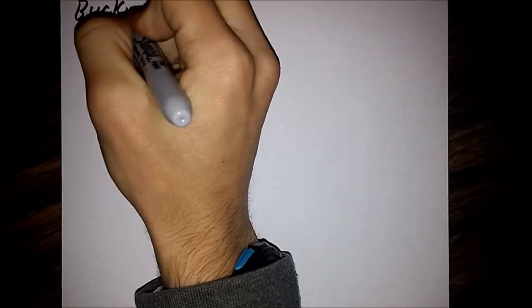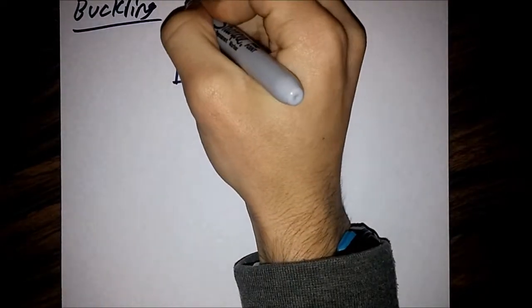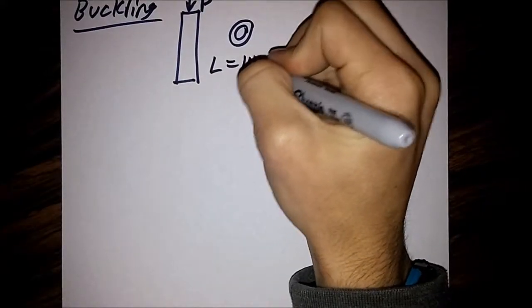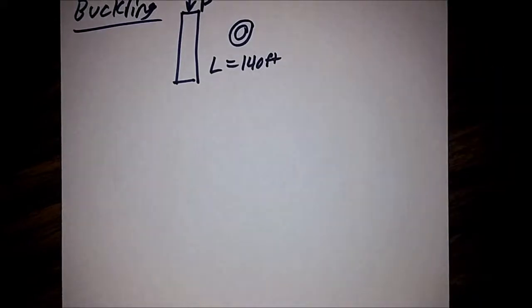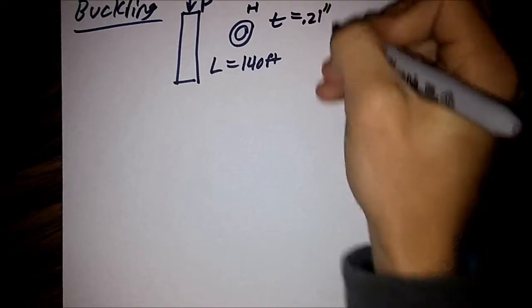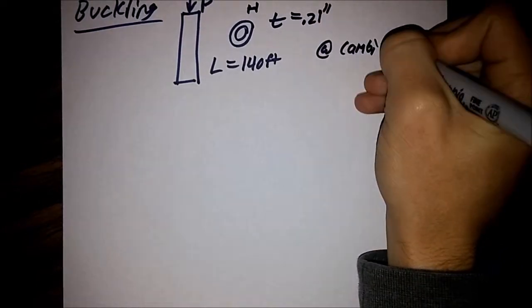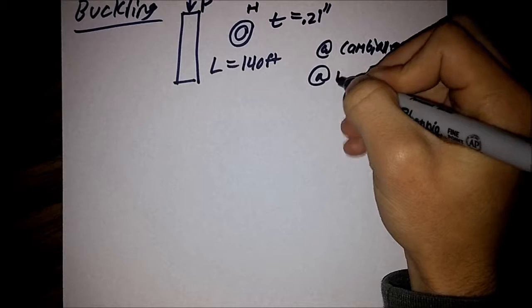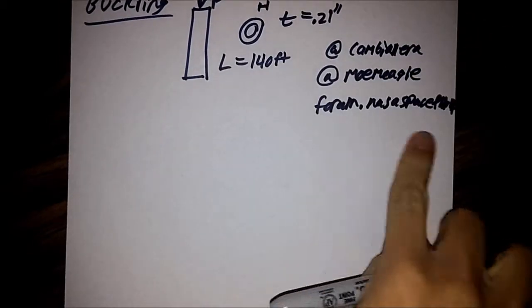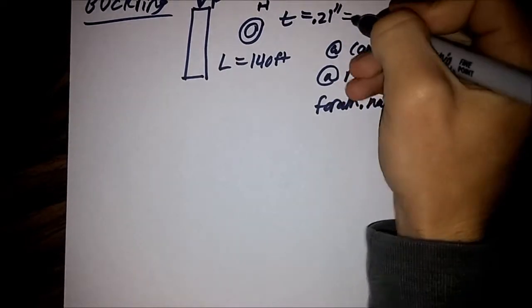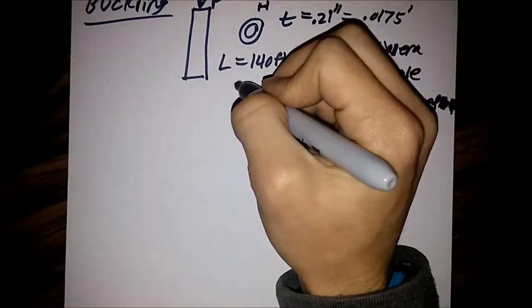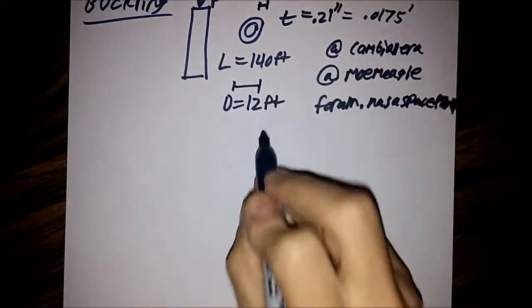For our buckling calculations, we're going to be taking that hollow cylinder, the single pressure force that we calculated earlier, the length of 140 feet, that's how long the first stage of the Falcon 9 is, with an estimated thickness of 0.21 inches. That's thanks to @Cambrianera and @ModeMeagle from some forum at NASA. That's supposed to say forum.nasaspaceflight. So that would be equal to 0.0175 feet. We know we have a diameter of 12 feet, and that's given by NASA.